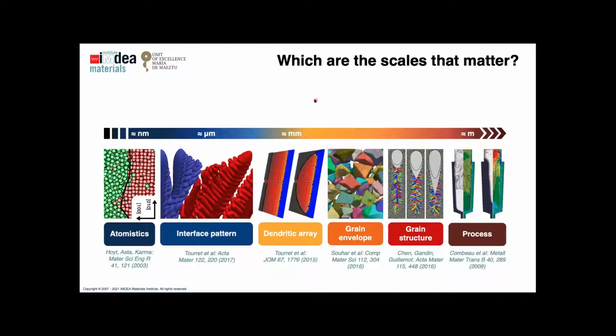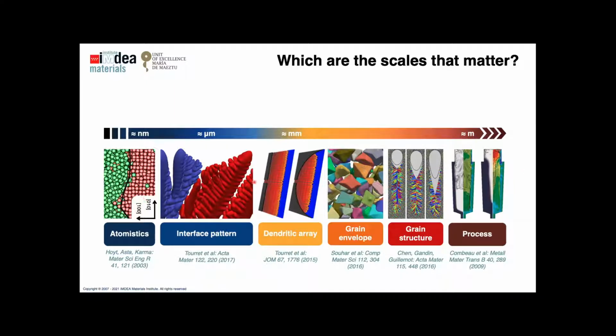Like in most structural alloys, it starts at the scale of the atom, where you have your crystal liquid interface, and then the dendrite growth direction will be given by the anisotropy of this crystal liquid interface. Then you have to worry about the interface pattern that will form, complex morphology such as dendrites, and you can have this planar restabilization for high solidification rate and so on. You have the scale of the dendritic arrays, the scale of the grains, and then you go all the way up to the grain structure and the process.